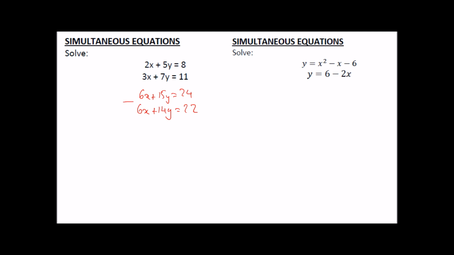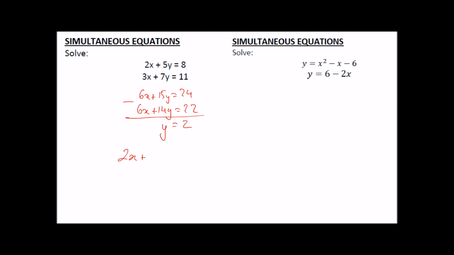And if the signs are the same, we subtract them. So 6x take away 6x will be nothing. 15y take away 14y will leave me with just y. And 24 take away 22 will give me 2. So y is 2, so nice and easy one there. There's not even a multiple of 2 to go at, and there's no negatives. Be really, really careful if it's a negative or ends up with a decimal. Now I know that y is 2, I can substitute that into one of the equations. I'm going to choose to put it into the first one.